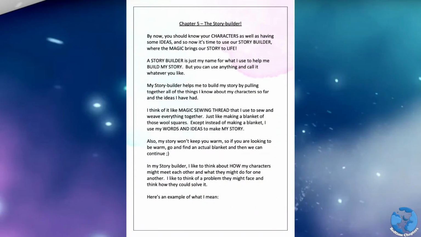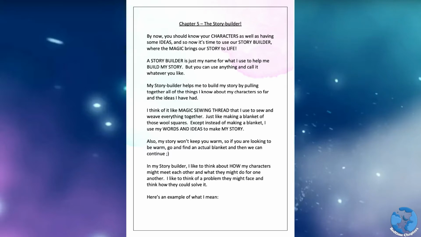By now, you should know your characters as well as having some ideas. And so now, it's time to use our story builders where magic brings our story to life. A story builder is just my name for what I use to help me build my story. But you can use anything and call it whatever you like.